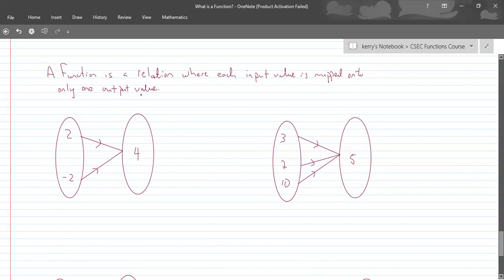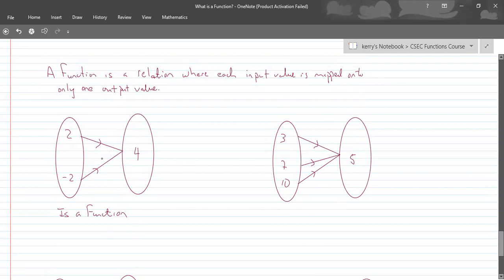The definition never said that it has to be a unique output. It never said that each input must be mapped onto its own output value. It just has to be mapped onto one. 2 is mapped onto only 4, and this -2 is also mapped onto only 4. So actually, this is a function.